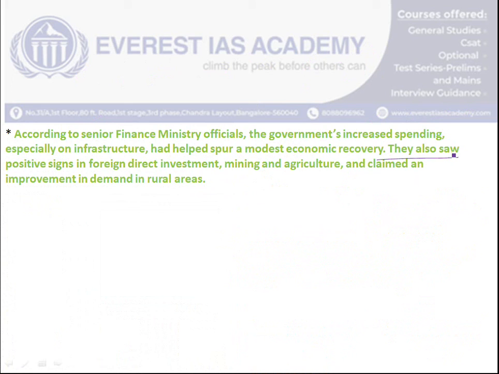And one more thing is, the government is also saying that we are having some positive trends with respect to FDI, mining and agriculture, and some improvement is also happening in rural areas.